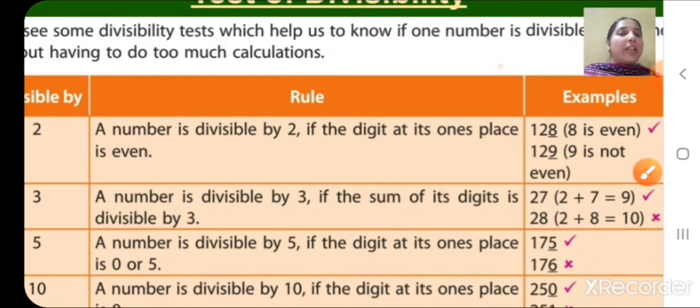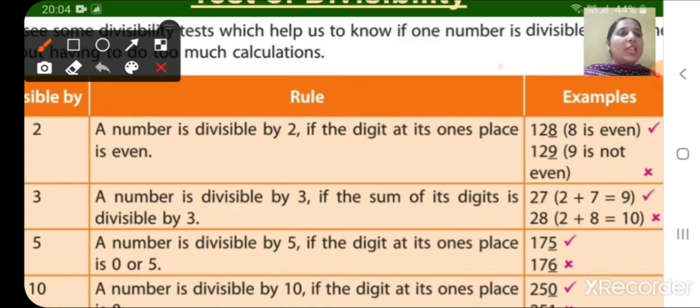So for number 5, a number is divisible by 5 if the digit at its ones place is 0 or 5. If the digit at the ones place is 0 or 5, it will be divisible by 5. For example, 175. You just see here number 175. So the digit at the ones place is 5 here. So it will be divisible by 5. Whereas 176, the digit at the ones place is 6 and not 0 or 5. So it will not be divisible by 5.